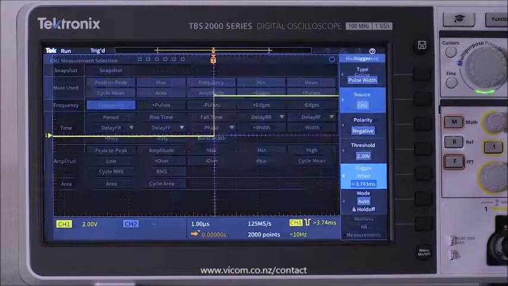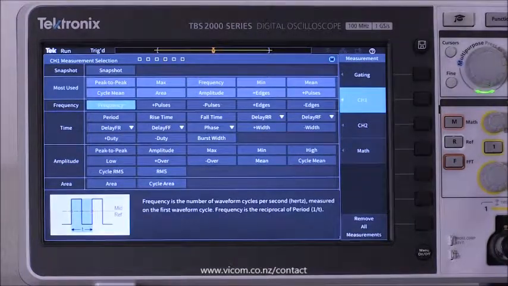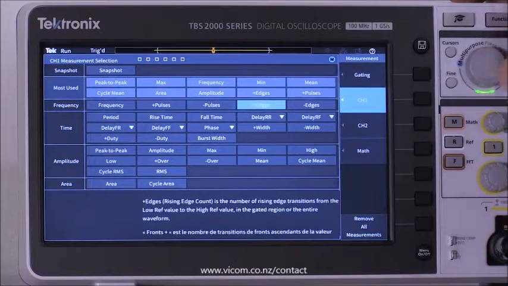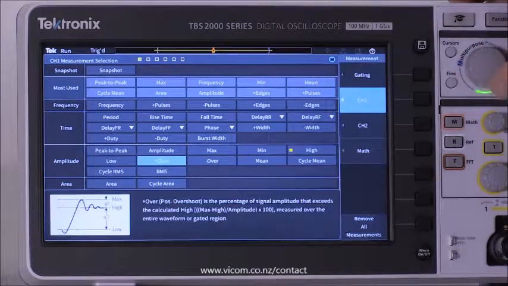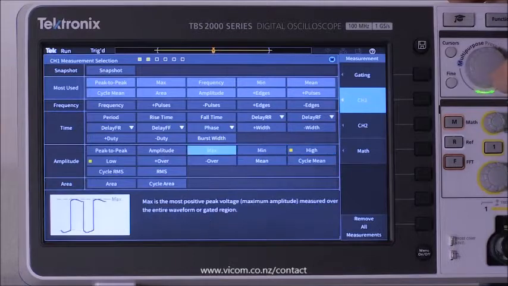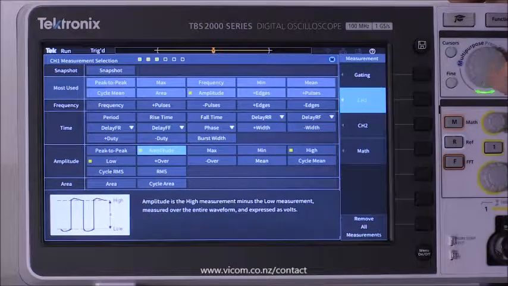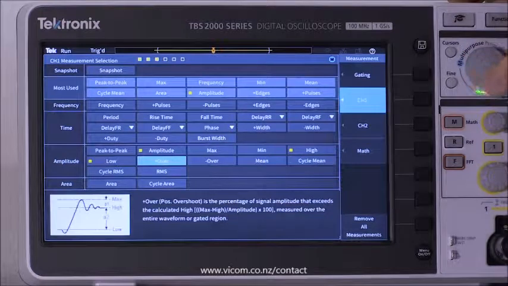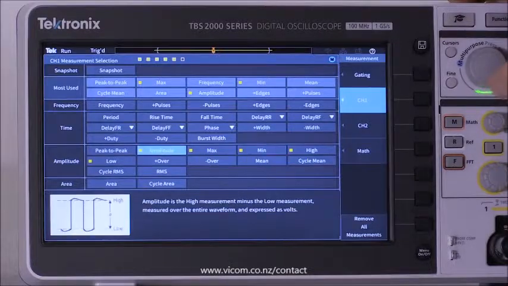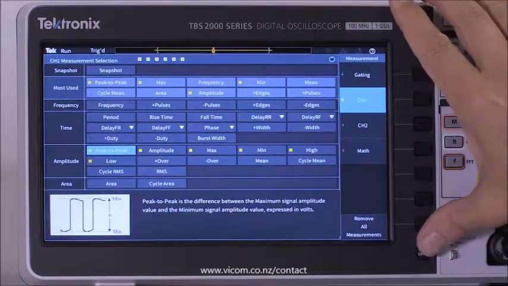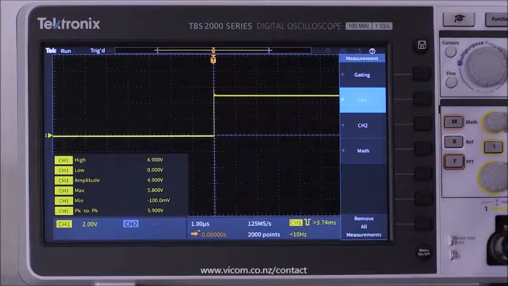Let's select some amplitude measurements so that we can see the difference between them. The key amplitude measurements for digital signals are high and low. Amplitude is related to high and low, so I'll turn this one on last. And to help you understand some of the differences between the amplitude measurements, I'm also going to turn on max, min, and peak to peak. Now let's take a look at them.